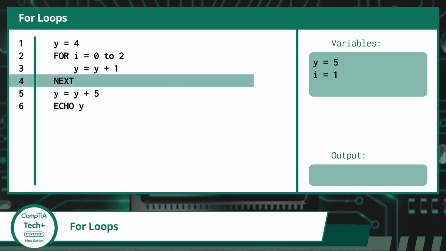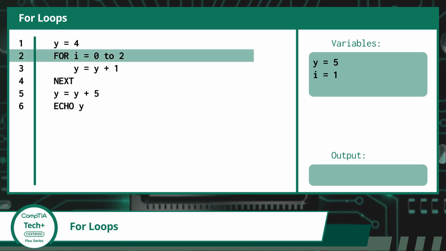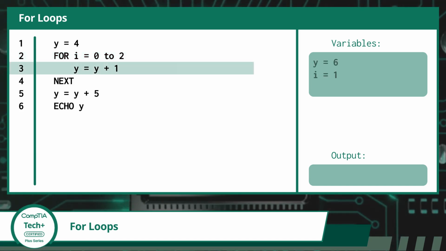On line 4, we see the word next. This next statement will increase the counter variable by the value of 1 and mark the end of our loop's first iteration. Now we head back up to line 2 and start the for loop all over again. Since the value of the variable i, which is currently 1, is still in the range of 0 to 2, we will iterate through the for loop again. On line 3 we will reassign y with the current value of y plus 1, making 6 the new value.